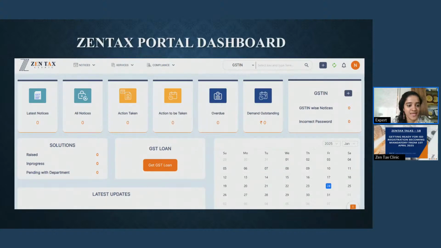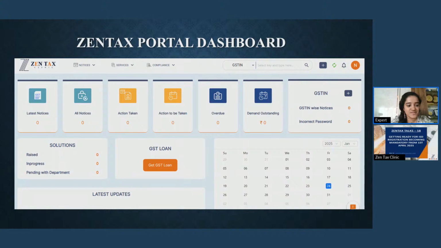And this is the Zentax portal's main dashboard. In this, we have a number of features. First, as already discussed, we have something called GST number. You can add your GST user ID and password using the plus symbol mentioned on the screen in the top right corner. You can also add multiple GSTINs using the same feature, and it will give you an Excel template, and you can feed all your user IDs and passwords in that, and just sync it. Once you sync it, you will receive all the notices in the dashboard.